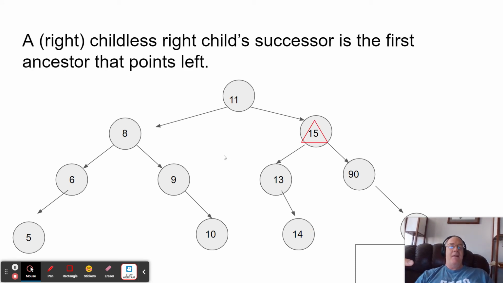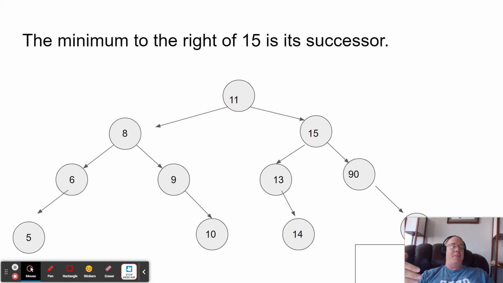What's 15's successor? 15's successor is the minimum of the right subtree, which has got to be the element, in this case, of the root, because this root of this subtree has no left subtree.